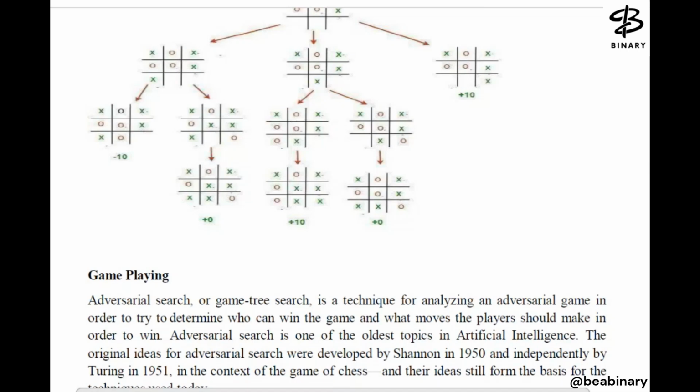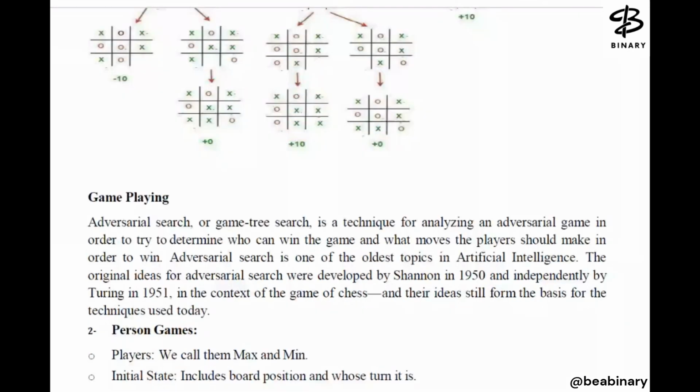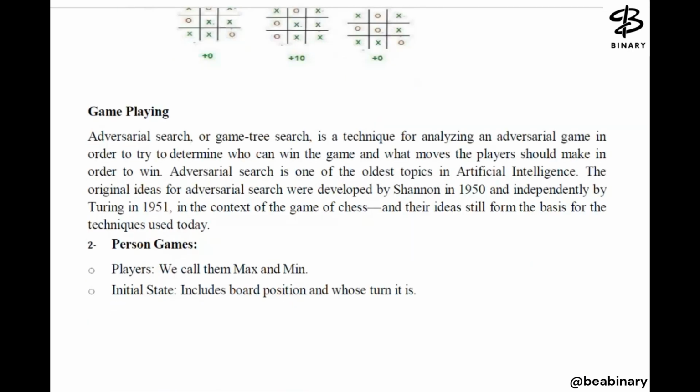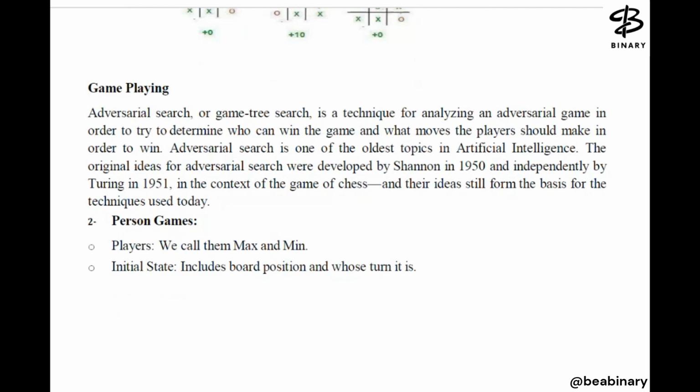So what is game playing first, or what comes under game playing? Simple, we will take an example of tic-tac-toe also in this. Here game playing is given as adversarial search or game tree search. What does adversarial search mean? It's a search technique in which we are basically showing the competition between the agents.